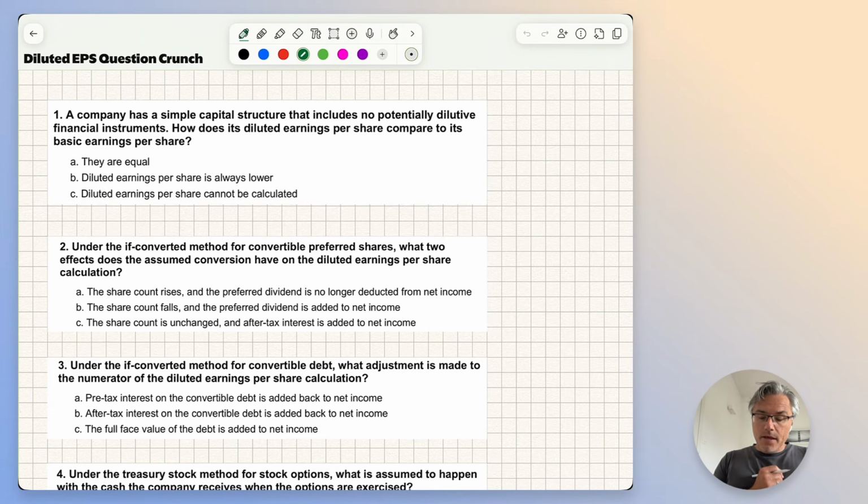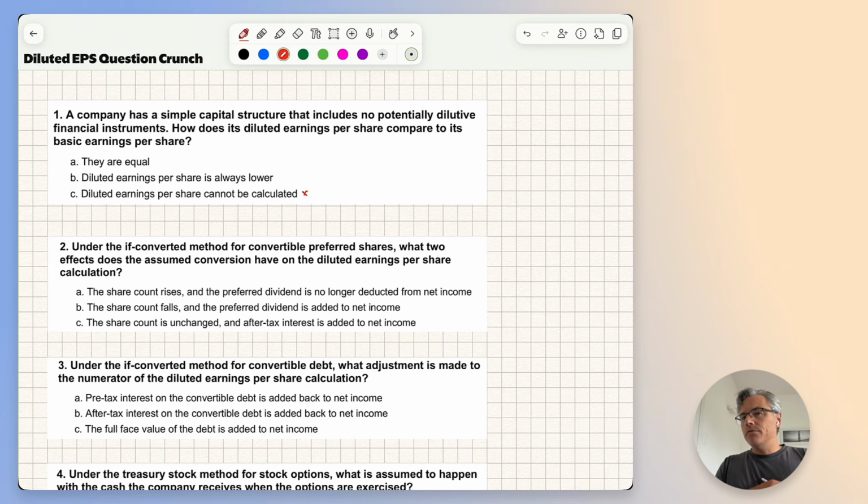A company has a simple capital structure that includes no potentially dilutive financial instruments. How does its diluted earnings per share compare to its basic earnings per share? And you've got three choices, including B and C: diluted earnings per share is always lower, or diluted earnings per share cannot be calculated. Well, that last one is not true. We always show both basic and diluted earnings per share. And it's not the case that diluted always has to be lower.